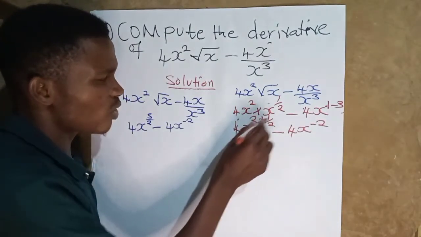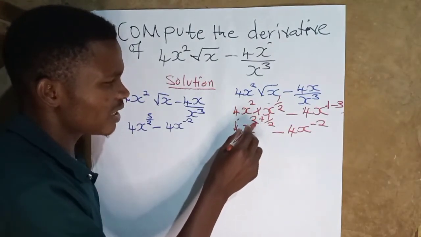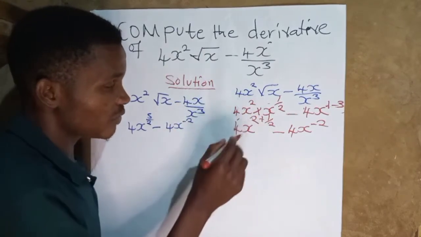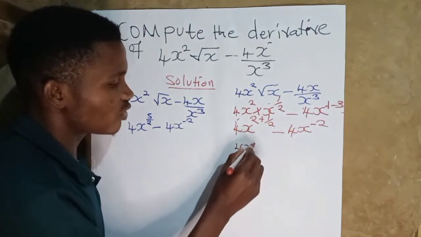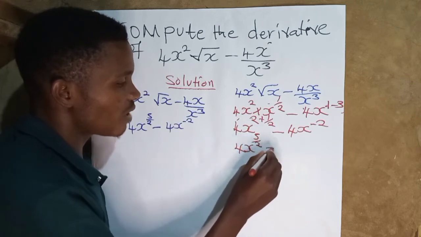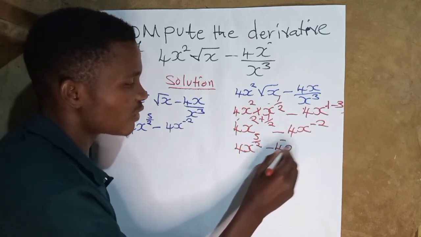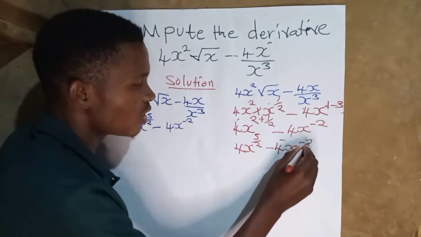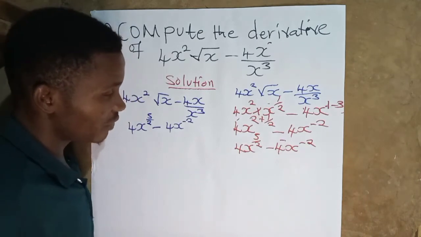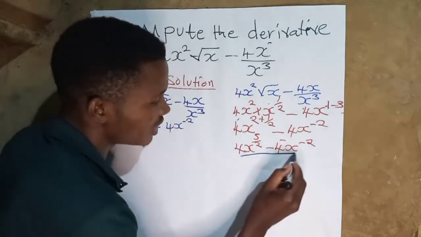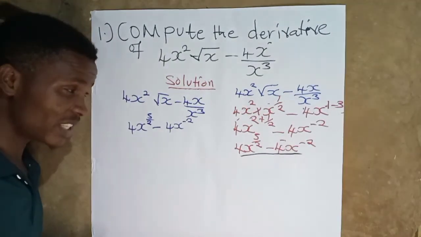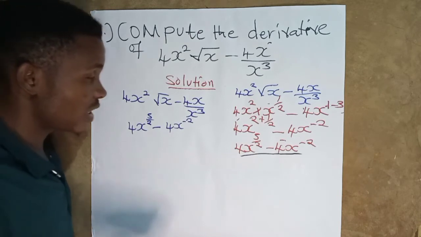When we add, 1 times 2 is 2, 2 times 2 is 4, 4 plus 1 is 5. So this becomes 4x to the power 5 over 2 minus 4x to the power negative 2. When we leave it at this stage, that's when we can differentiate it, using the same procedure.